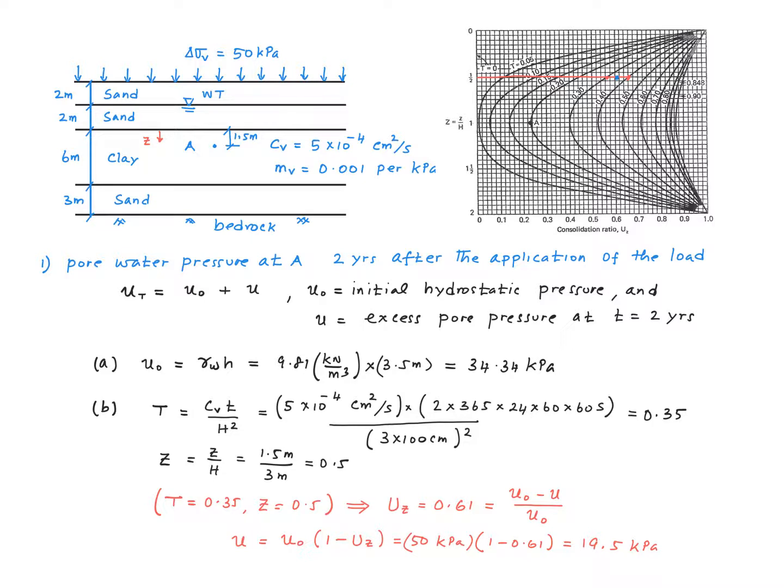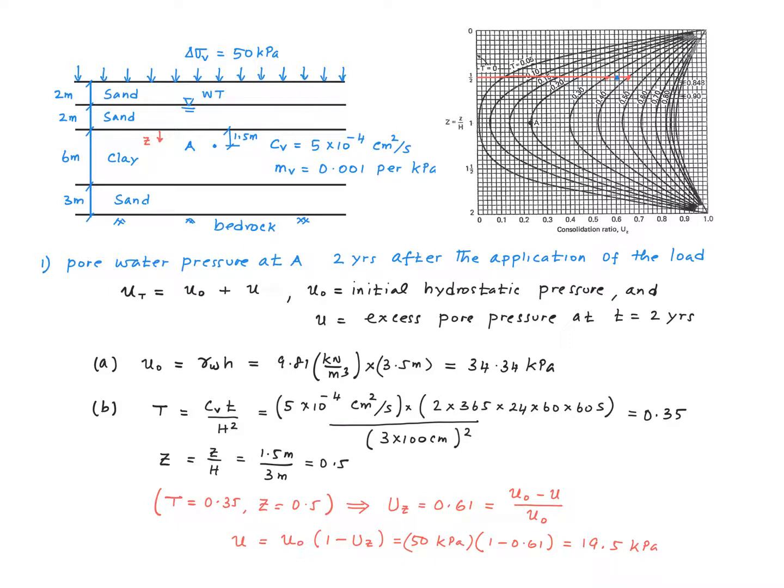To determine the excess pore water pressure 2 years after the application of the load, we're going to have to utilize this local degree of consolidation chart. The steps are that we calculate a value for the time factor T, we calculate a value for the dimensionless depth capital Z, and then we go to this chart and find a value for uz, right? The time factor is calculated to be 0.35. We have a value for c sub v, which is 5 times 10 to the minus 4 centimeters squared per second. And the time is 2 years.